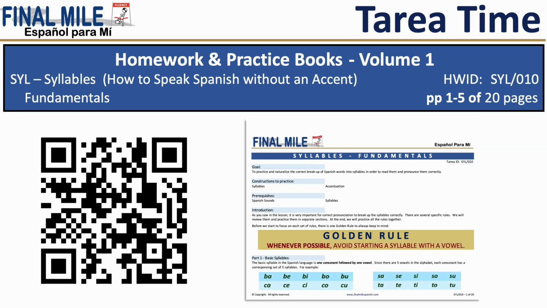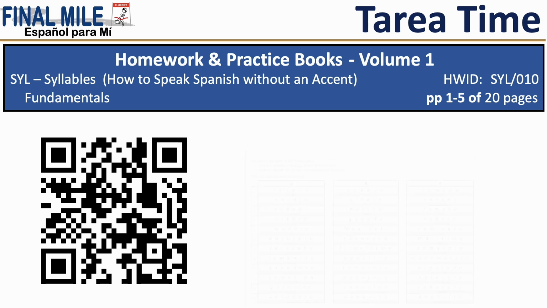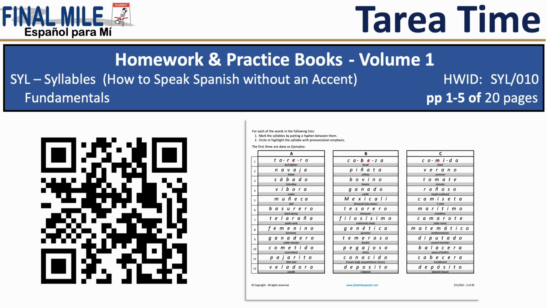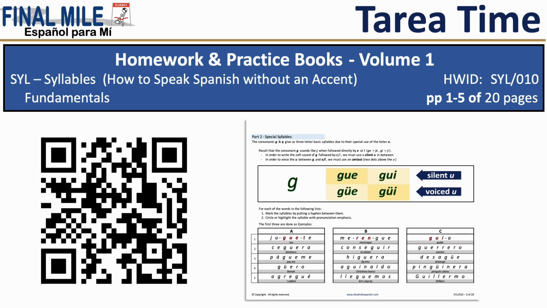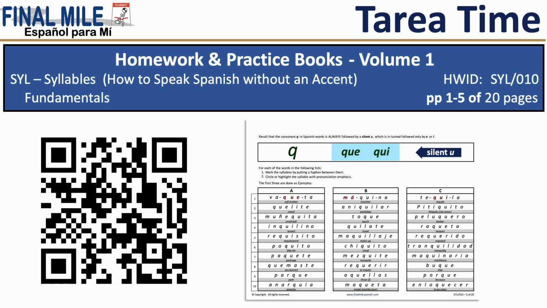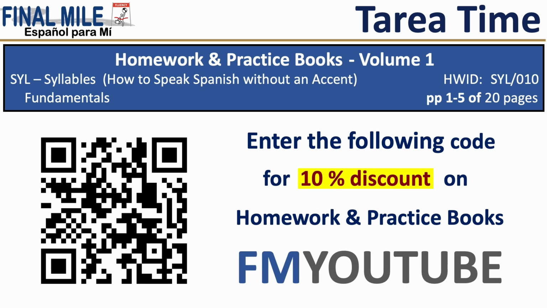Let's show you some of the pages from that homework and practice exercise. As you can see, they're screenshots directly from the lesson. It's right there to help you remember what we covered in the lesson. Okay, here are the lists of words. You're going to break them up into syllables. They are ready for you to do them. This reminds you about the silent U and the voiced U and gives you lists of words with that. There is the silent U following the Q and words like that. And there are obviously 20 pages, right? So there's more than that.